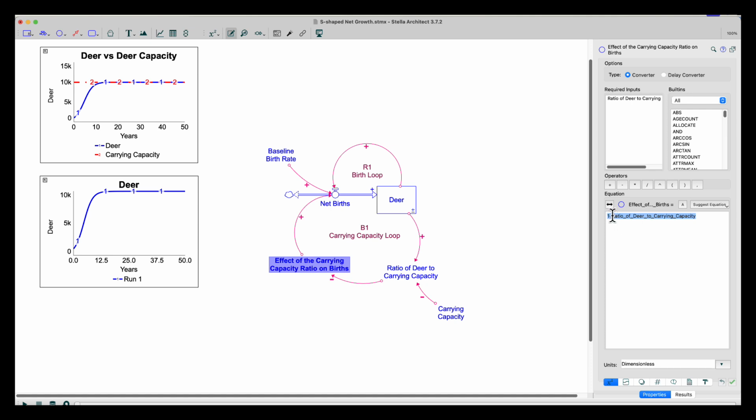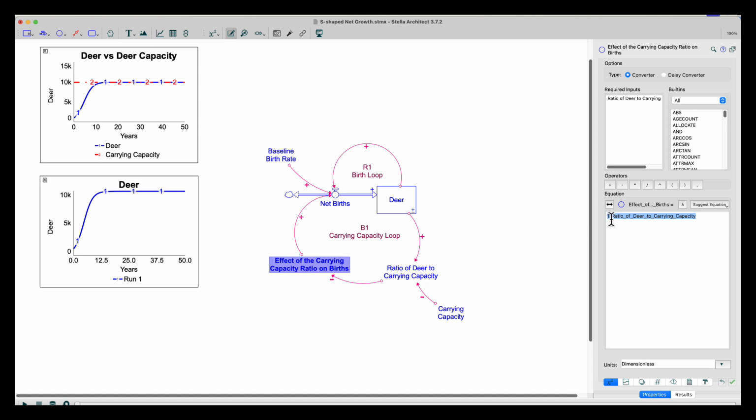So you can imagine as this ratio grows from 0 to 1, this fraction would be getting smaller and smaller and smaller. And then if I go to net births, I'm just multiplying by that number that's getting smaller and smaller, so I'm shutting down the net births, which then goes into equilibrium. When this equals 1, 1 minus 1 is 0. The net births are 0, unchanging, and therefore the deer are going to be unchanging.